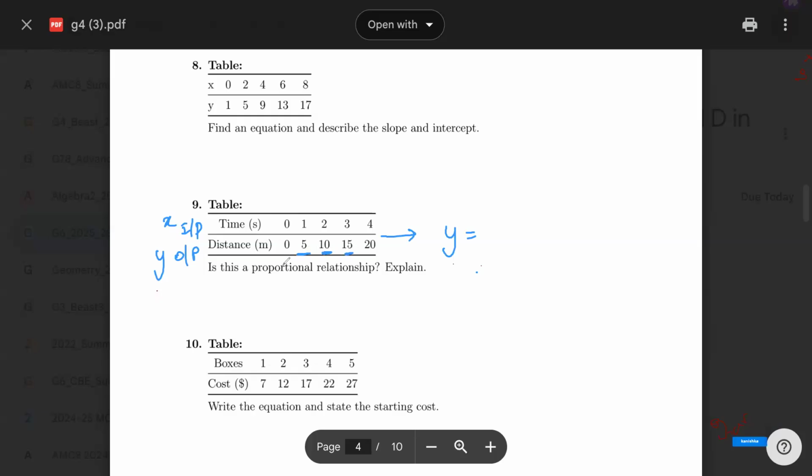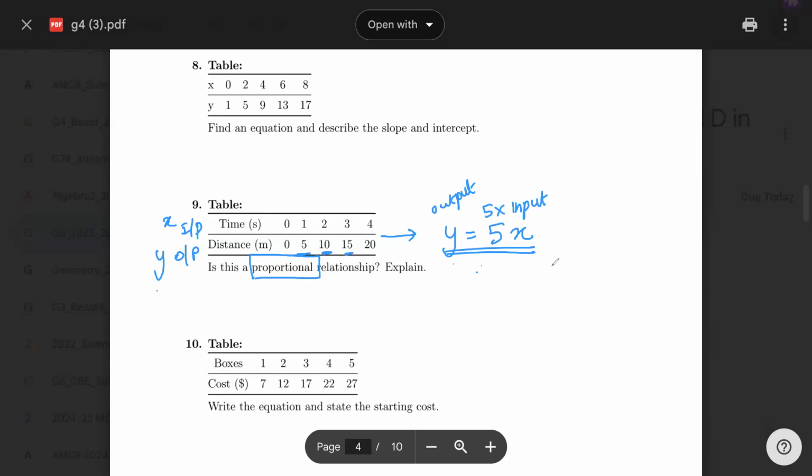Okay, go ahead. The output is distance, which is equal to 5 times x. Correct. 5 times the input is your output, right, guys? Is this a multiplicative or additive relationship, Kanishka? Multiplicative relationship. Multiplicative relationship means it's a proportional relationship, right?